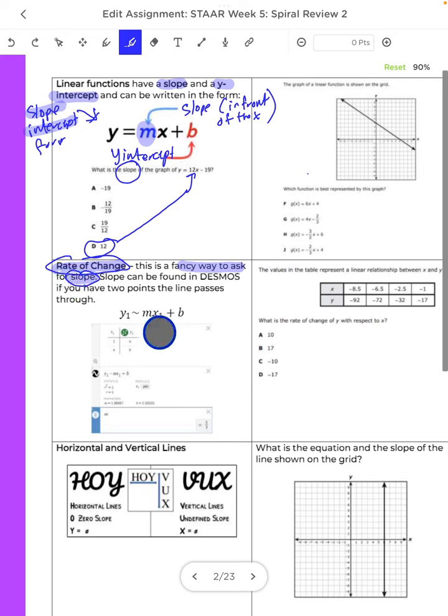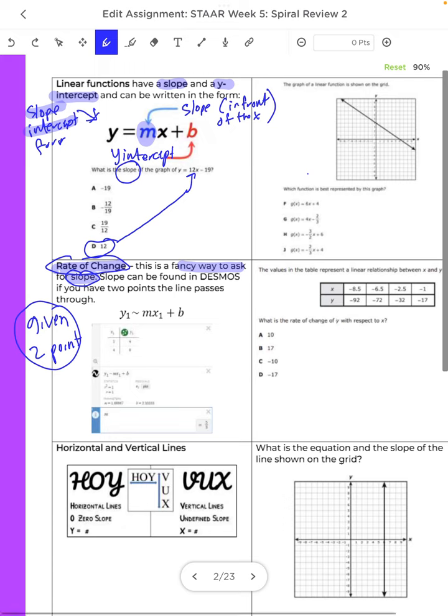So if we are given 2 points, we can use this to find our slope. So let's take a look at this problem over here and we'll do this. This is called the tilde button right here. The crucial thing is that we type it in.